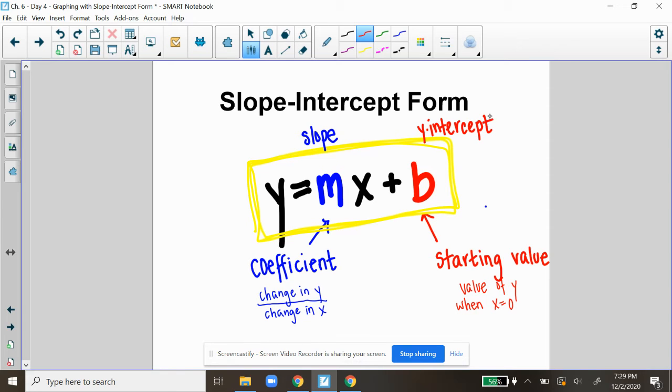So again, you've heard me talking about the starting value of where it crosses the y-axis. The starting value is now b, which is the y-intercept, which is where the line crosses the y-axis. The slope is, again, the line's change in y over change in x. So it's how the graph is changing as I read it from left to right. Is it going up? Is it going down? Is it steep? Is it not steep? Etc.